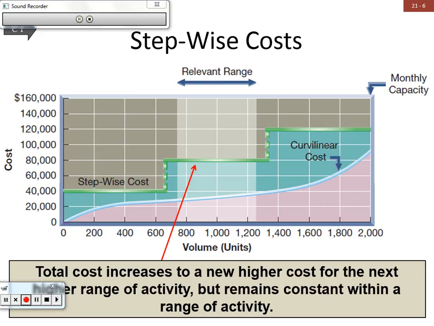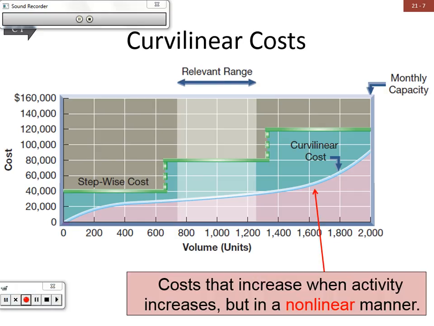And it's a little different from curvilinear cost. Because notice, now it changes. Stepwise started off at 40,000 in cost, went all the way over to about 750 in volume units, right? Straight up, that's still stepwise motion. Going over throughout the relevant range down to about 1,300 units, and then goes up one more step.